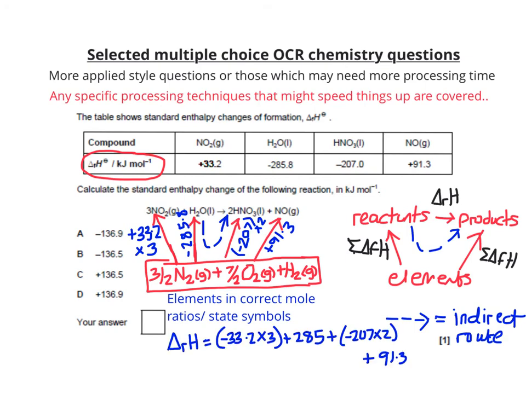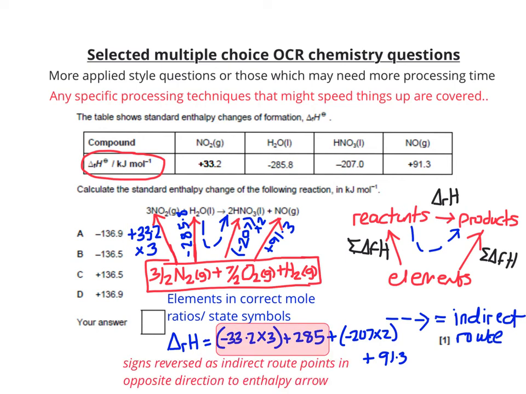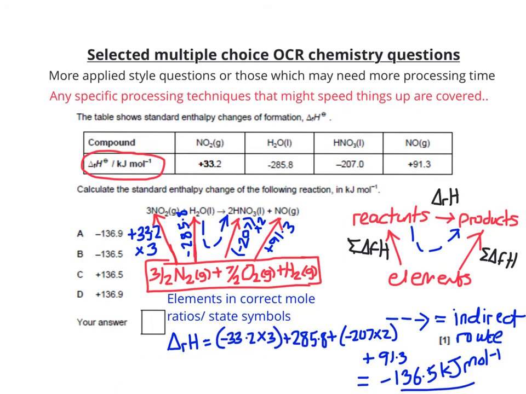So I've reversed the signs because the indirect route points in the opposite direction to the enthalpy arrows that point upwards. So that gives me minus 136.5 kilojoules per mole, which is obviously answer B. So let's move on to the next one.